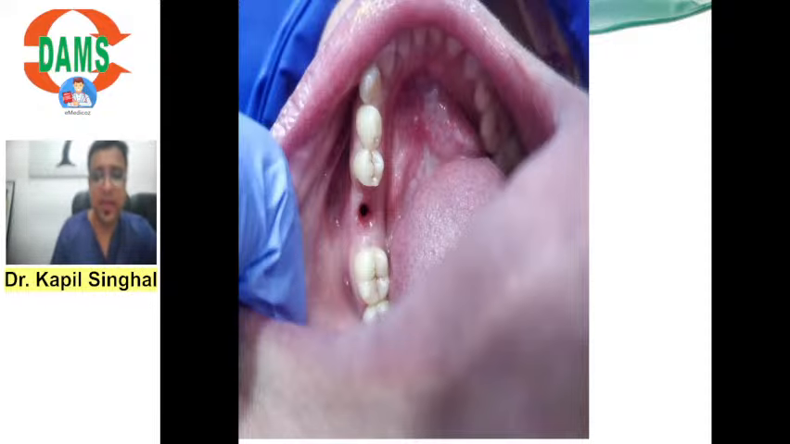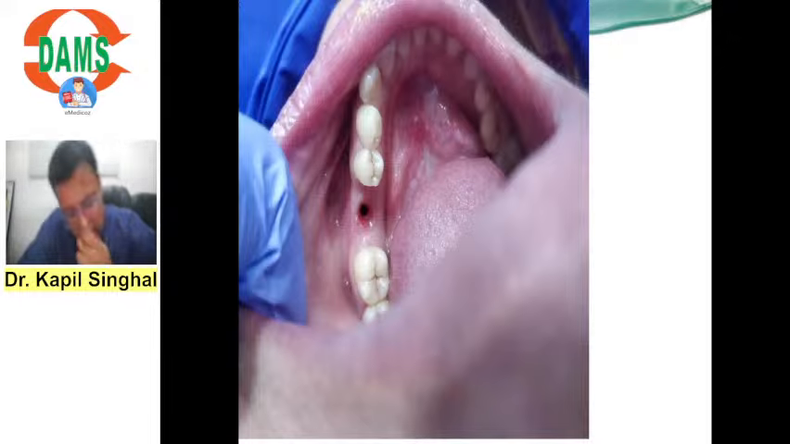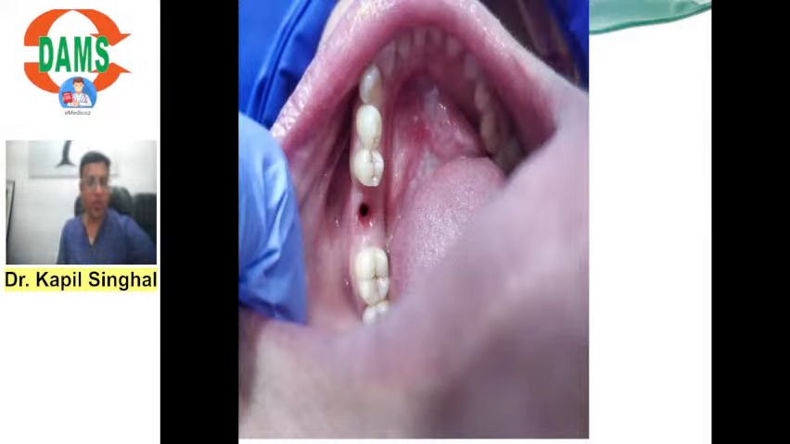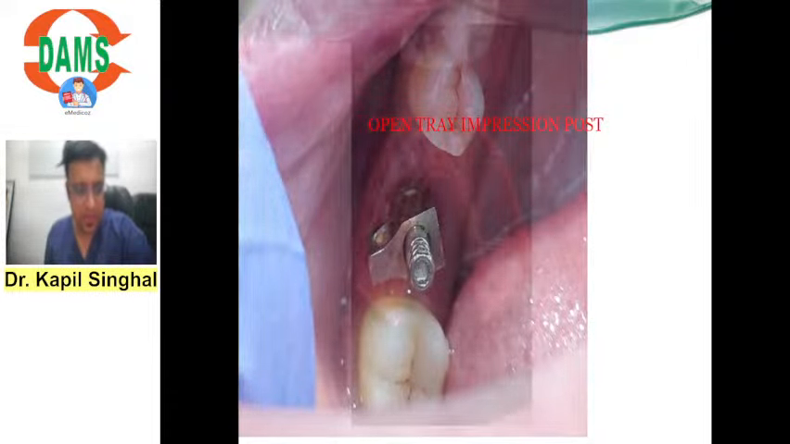Okay, can you tell me now which is a better technique out of both of them, open tray or closed tray? A very common question that a lot of times the examiner asks is which impression technique is the most reliable and predictable for dental implants, open tray or closed tray? Come on, give me the answer. Yes, come on, answer. Perfect, open tray. So we know in open tray the impression post is picked up, so it's more predictable. Okay, so these are the impression techniques.